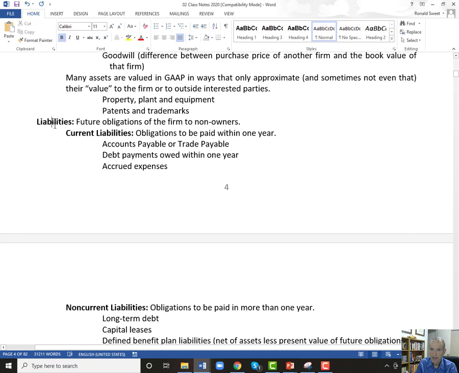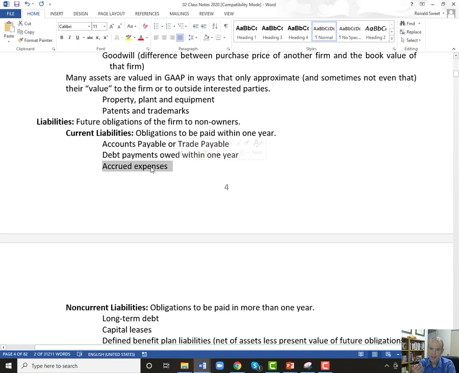Then we jump into liabilities. Again, we have current liabilities and non-current liabilities. And we're going to talk a lot about these current liabilities: accounts payable, trade payables. That's when you buy something on credit and you have to pay them later. Debt, obviously you borrow money. And then your other accrued expenses.